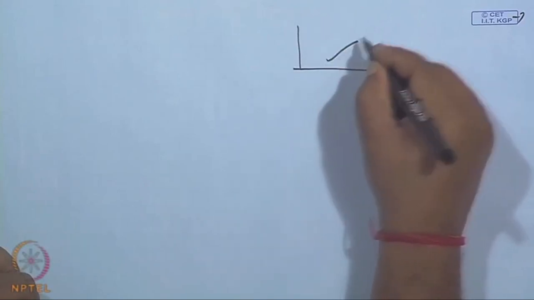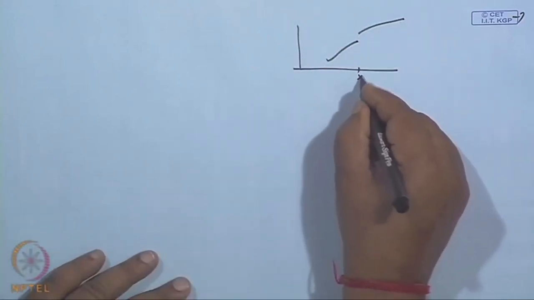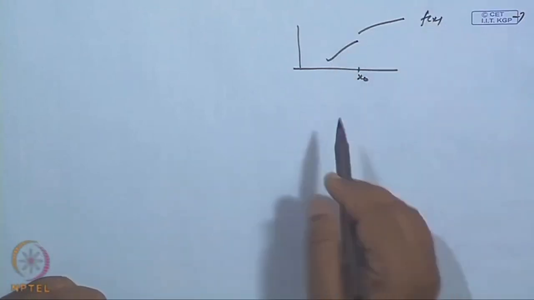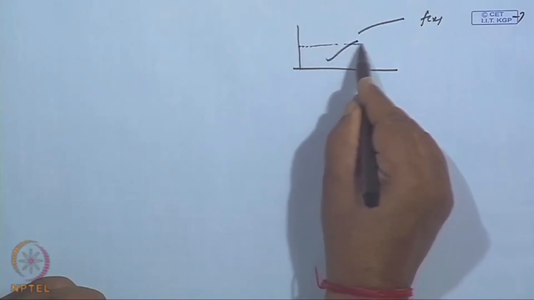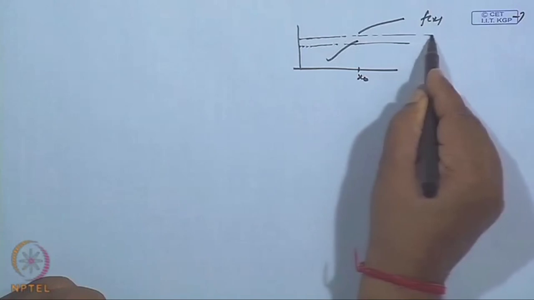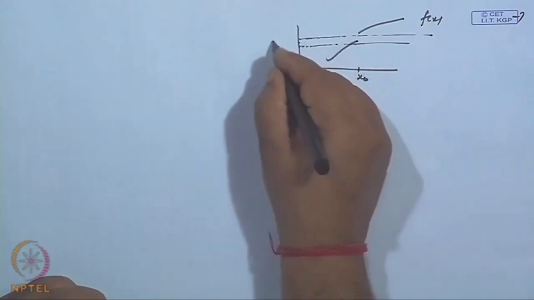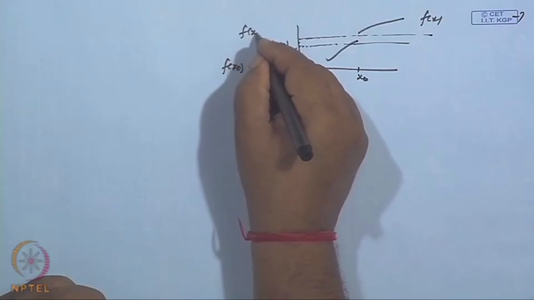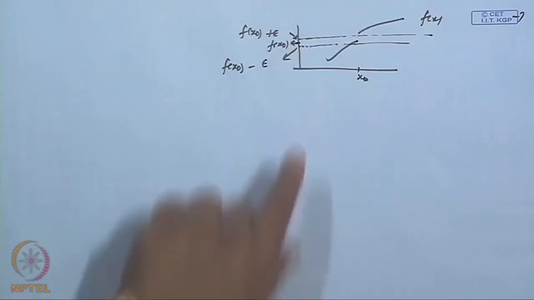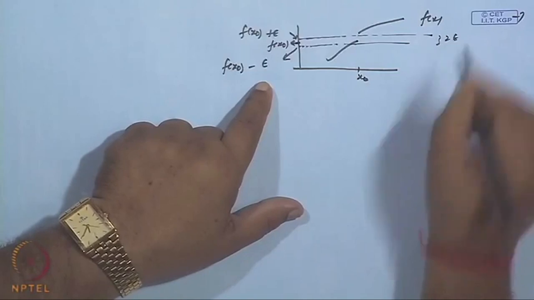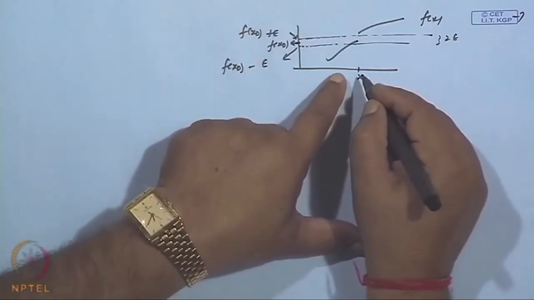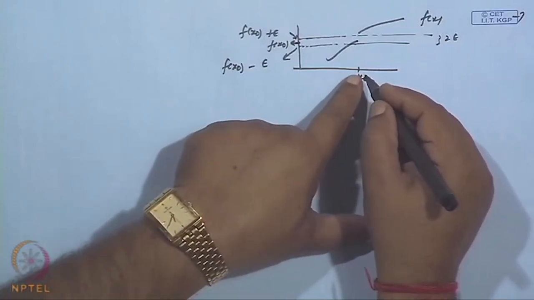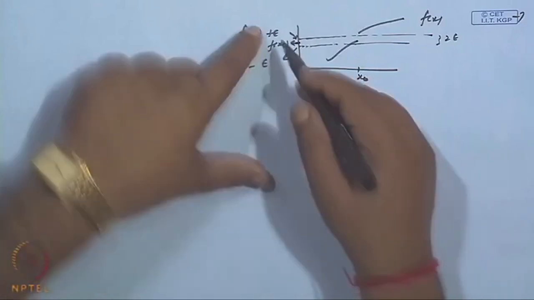For example, suppose I take this graph, and the point x naught is here. I take this point as f(x naught). So this point is f(x naught) minus epsilon, this point is f(x naught) plus epsilon, and here is f(x naught). So for this epsilon, this is the width 2 epsilon. For a given epsilon, there must exist an interval neighborhood around the point x naught such that the fluctuation does not exceed epsilon.